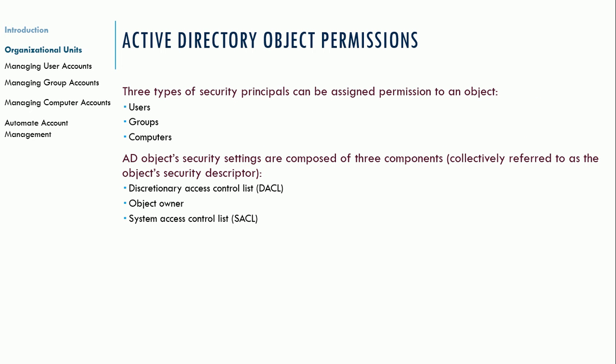Now, Active Directory object permissions, as far as OUs are concerned: there are three types of security principals that can be assigned permissions to an object. You have users, groups, and computers, which I'm going to talk about in this unit. An object's security settings are composed of three components: the discretionary access control list, which I'll call DACL for short, the object owner, and the system access control list. Discretionary, as the name implies, is when a user has the capability of assigning permission to their object. Then you have an object owner, which implicitly has control of an object, and then you can have the system access control list, or SACL for short. So DACL and SACL.